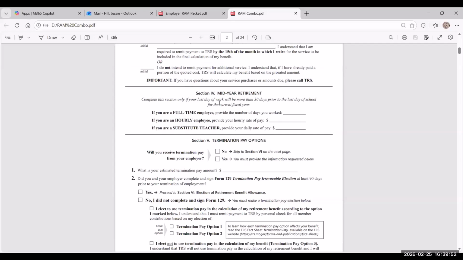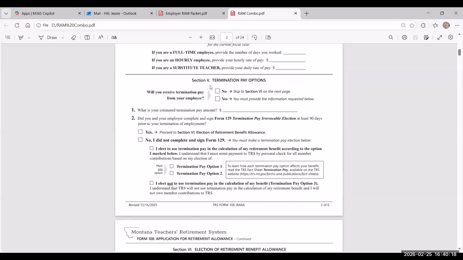Section 4, mid-year retirement, is only applicable to members that are going to be leaving and having their last day of work prior to 30 days of the last day of school. In those situations, we do require that if it's a full-time employee, we have the number of days worked. If they're hourly, we need their hourly rate of pay. If they're a sub, we need the daily rate. That's to assist us to anticipate their amount of service in their final year, since it's not going to be a full year.